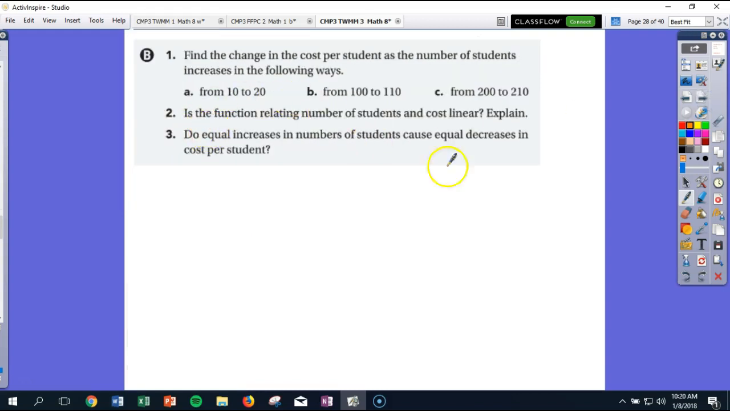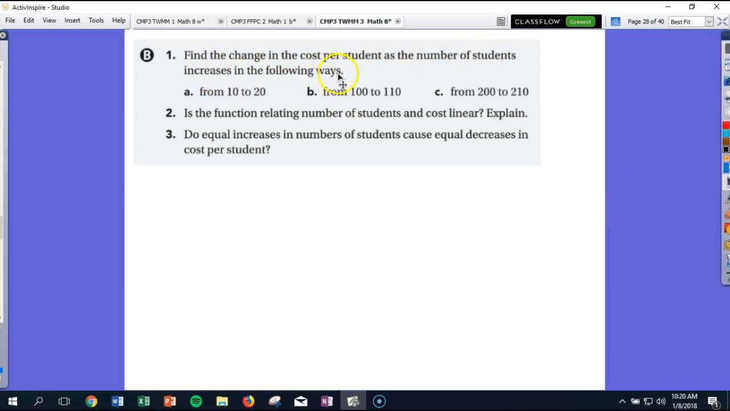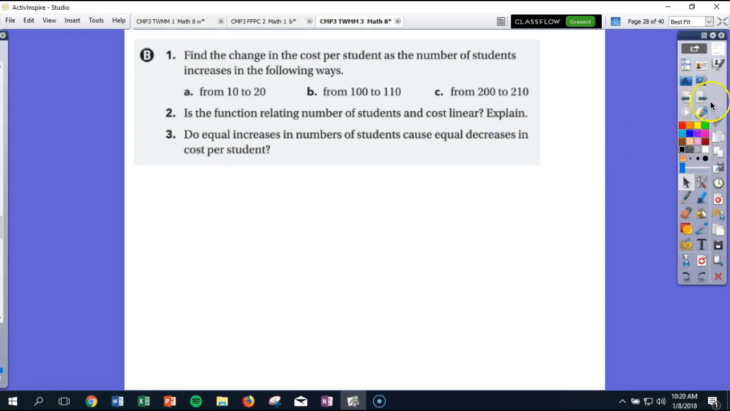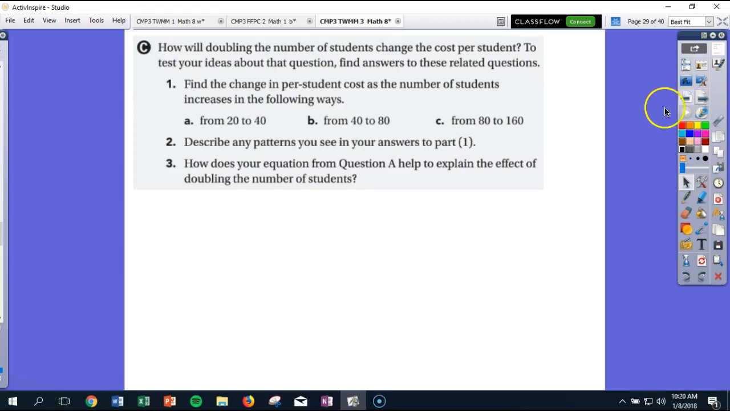Part B, find the change in the cost per student as the number of students increases in the following ways: from 10 to 20, from 100 to 110, and from 200 to 210. And it asks if the function relating the number of students is linear, and to explain why or why not. And do equal increases in numbers of students cause equal decreases in the cost per student? So for every one student increase, is there an equal decrease in the cost per student?